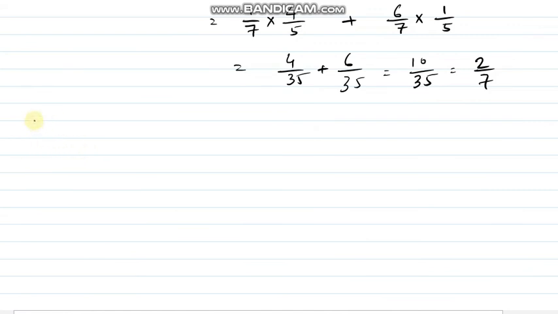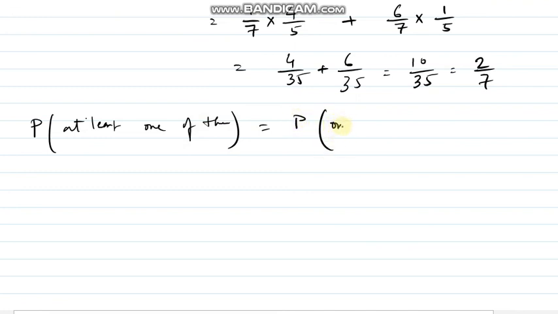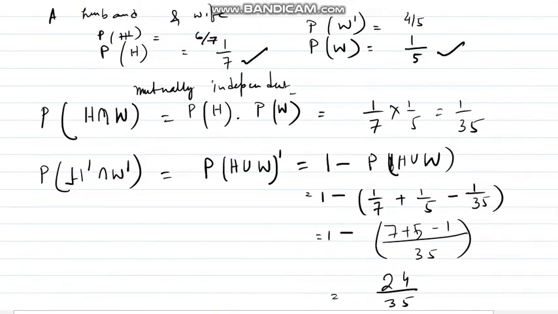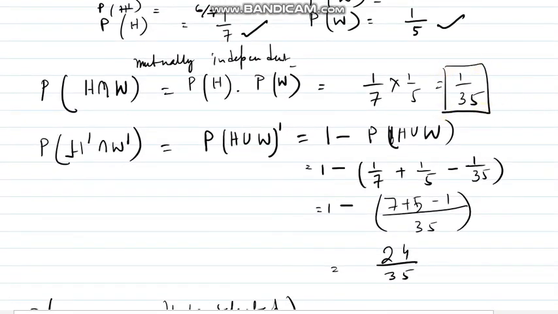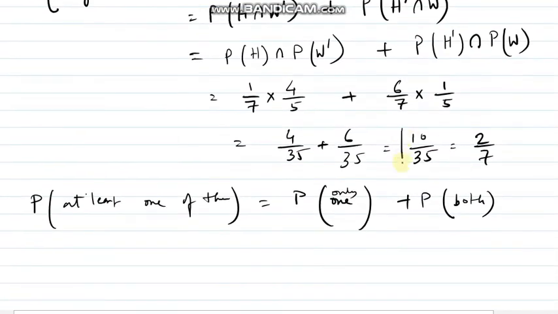The last one, at least one of them will be selected. This event can be represented as probability of only one selected plus probability of both selected, right? Already found out both the cases. What was both selected? This was the probability of both selected, and probability of only one selected, this case. So it will be 10 divided by 35 plus 1 divided by 35, which is 11 divided by 35.